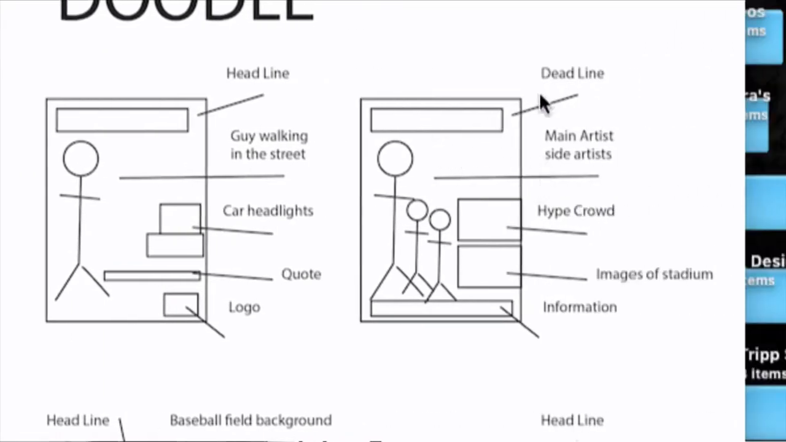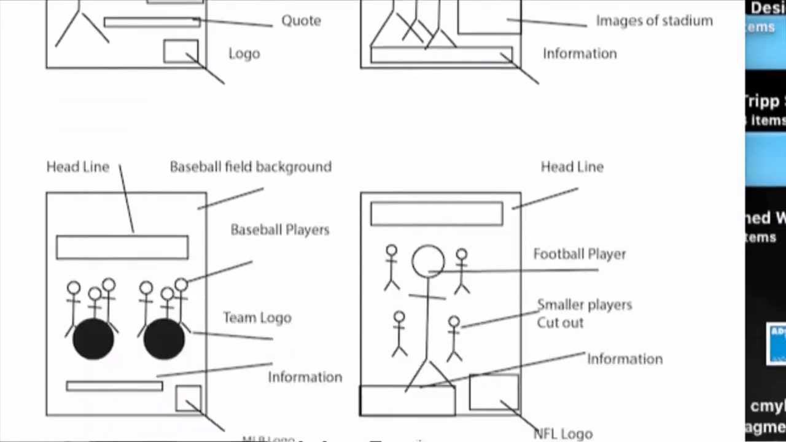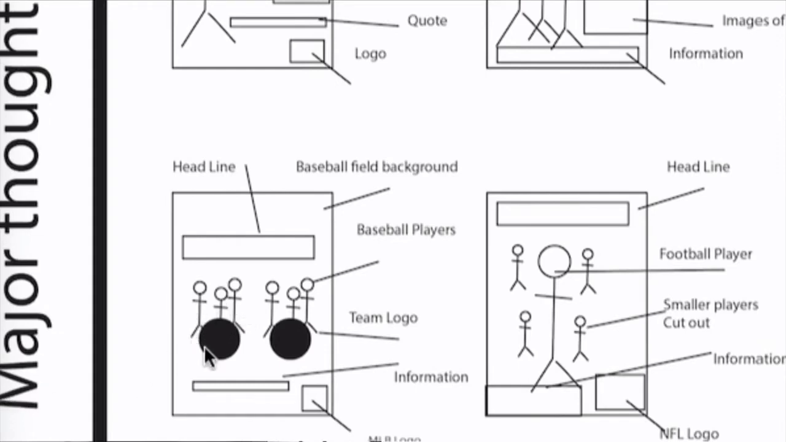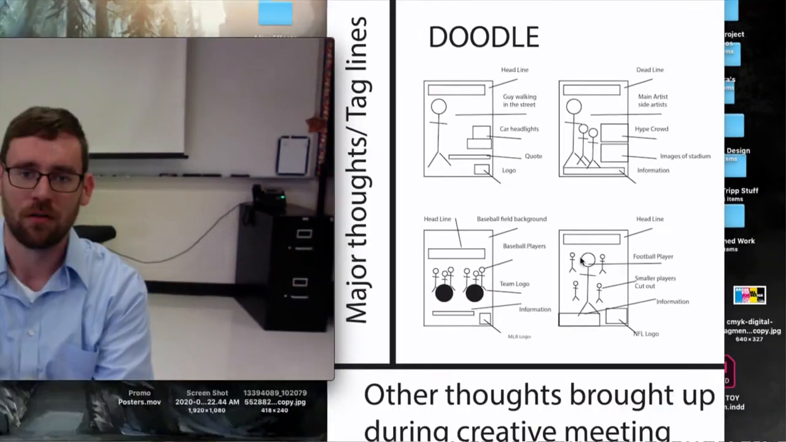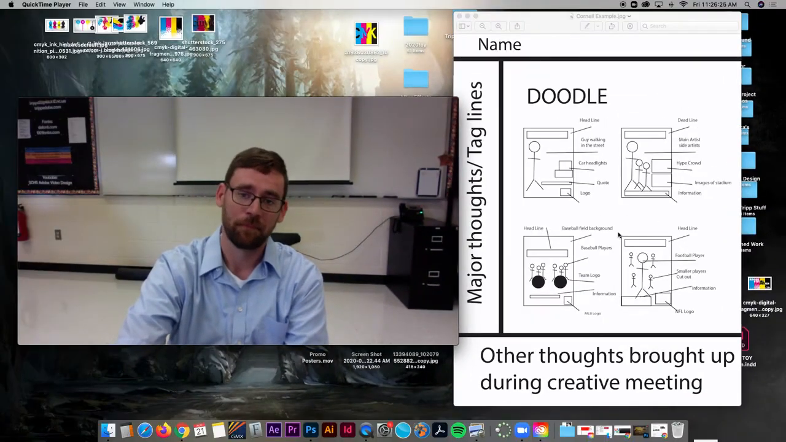If I was trying to do a concert, I would have, that's supposed to say headline, at the top, my main artist up here, some side artists down below. I'd have an image of a hype crowd in the stadium and then information down below. We saw this one in the last video, how you would do your players behind their logos. These are just rough doodles. That's all they are, and that's all I want them to be.